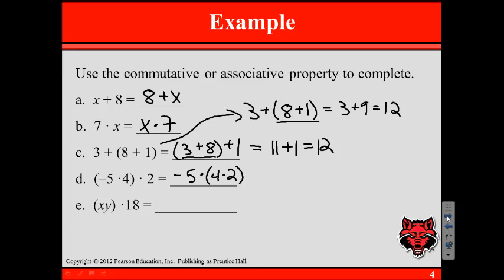And on example E, what we don't see is that x and y beside one another is multiplication. We just don't see the multiplication symbol. So first, let's rewrite the original as x times y, in parentheses, times 18. And now, using the associative property, we can write x times, and then in parentheses, we have y times 18. And because we have multiplication all the way through the problem, it's okay to change the order in which different terms are being multiplied. Different factors are being multiplied.